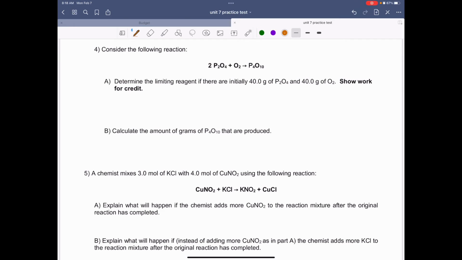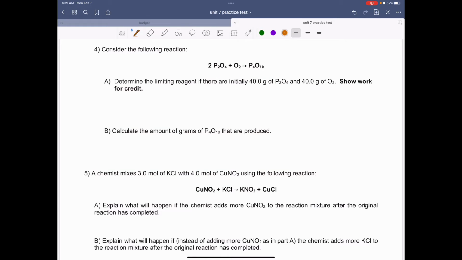So here's question number 4. Here we have a chemical equation determining the limiting reactant or reagent, same thing, if there are initially 40 grams of P2O4 and 40 grams of O2. So it's another limiting reactant question, which is not surprising for a limiting reactant test. So we are going to have to compare how much product you get from this amount of P2O4, and then we're also going to have to compare that to the amount of product you get with the O2 that you have, and then pick whichever one is less, right? That's just how you do these things.